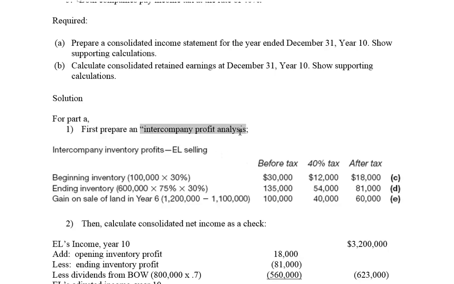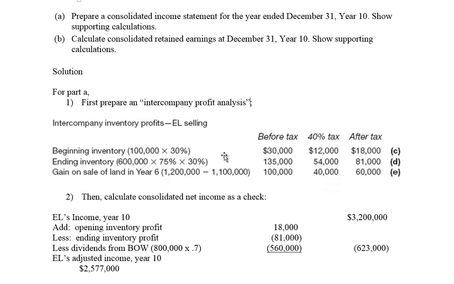Remember I said I'm doing an intercompany profit analysis. What I mean by that is, I'm looking to see how much I'm going to adjust income by. So I know that I have pre-tax profit of $30,000. Now, that was at the end of year 9, but it's going to be recognized in year 10. So I'm going to be bringing into consolidated income pre-tax profit of $30,000. The consolidated entity is also going to recognize $12,000, or 40% of it, in tax. So on an after-tax basis, the consolidated entity will recognize $18,000 in profit coming into consolidated income this year.